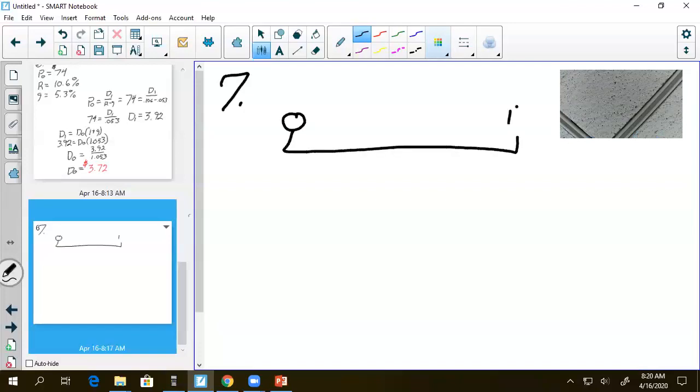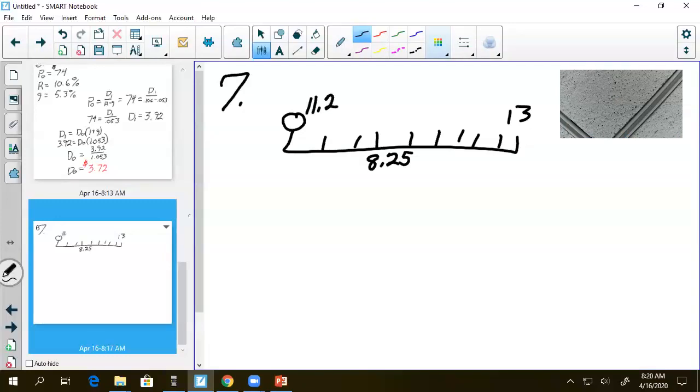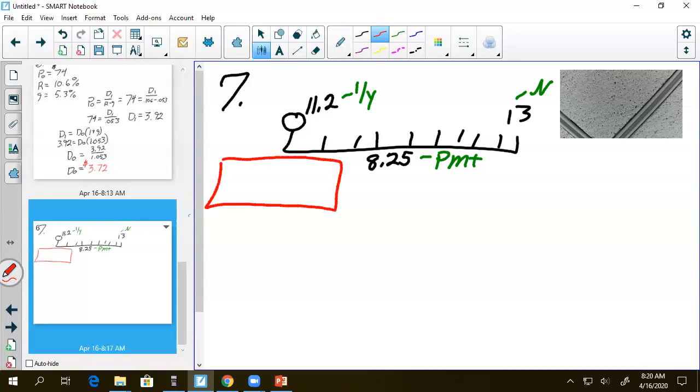So think about it. We got 13 years, right? And we have these 13 payments of 825. Our return on the stock was 11.2%, right? So we have our interest rate, we have N, and we have our payment. So we know this is an annuity, and we just solve for the present value of that stock.